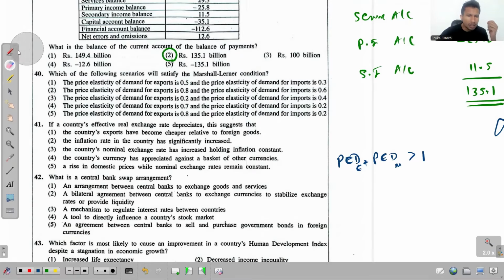And this is just 0.8, here 0.6, and that is 1.4. So this is the answer.